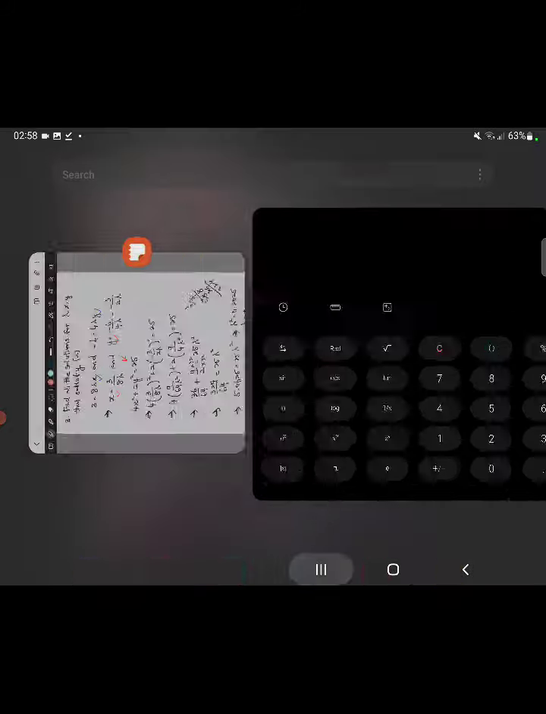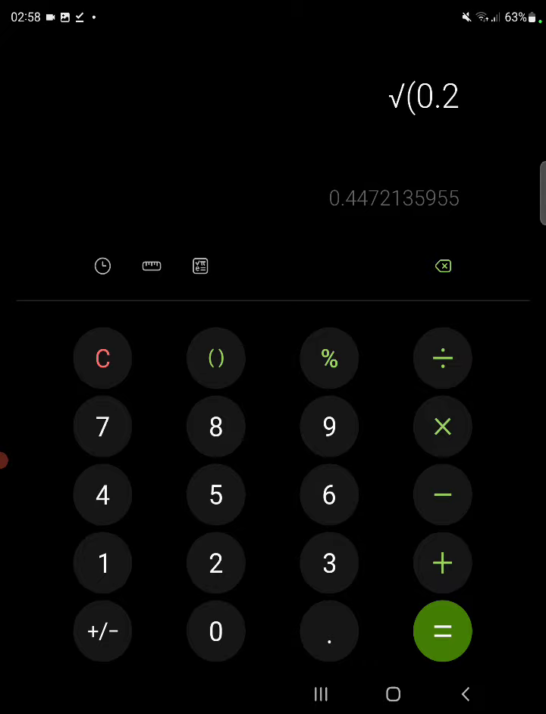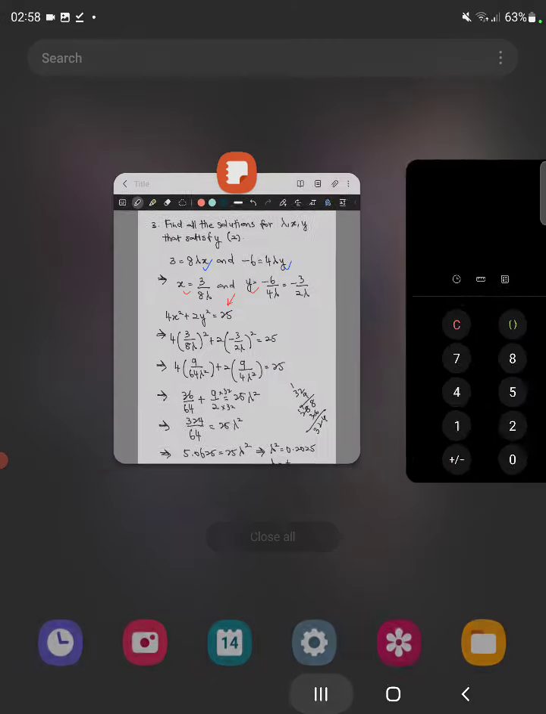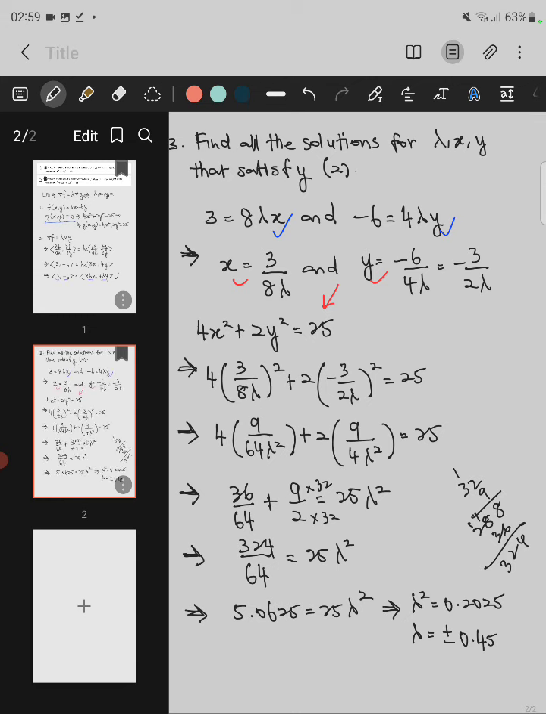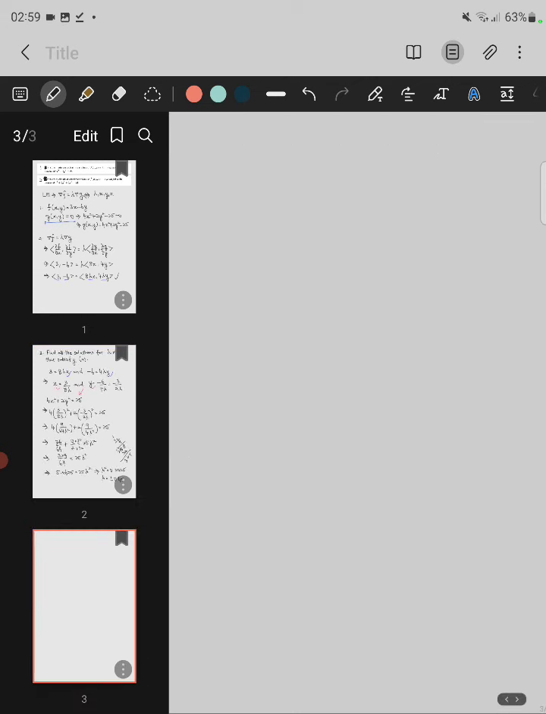So we have this number, plus or minus 0.45. This will be the value of our lambda. We have two values of lambda: the first one is minus 0.45, and the second is 0.45. So we already found the values of lambda, so it's not difficult for us to find the values of x and y.